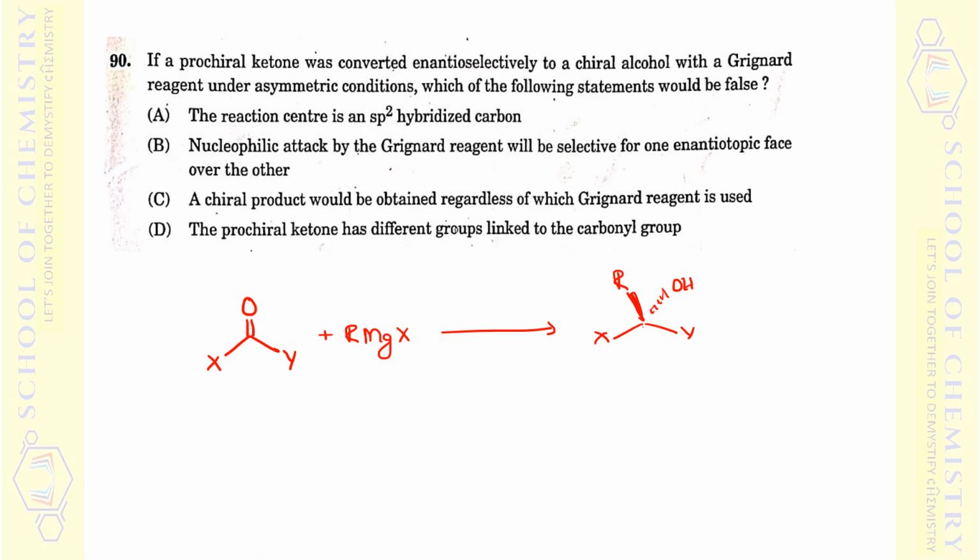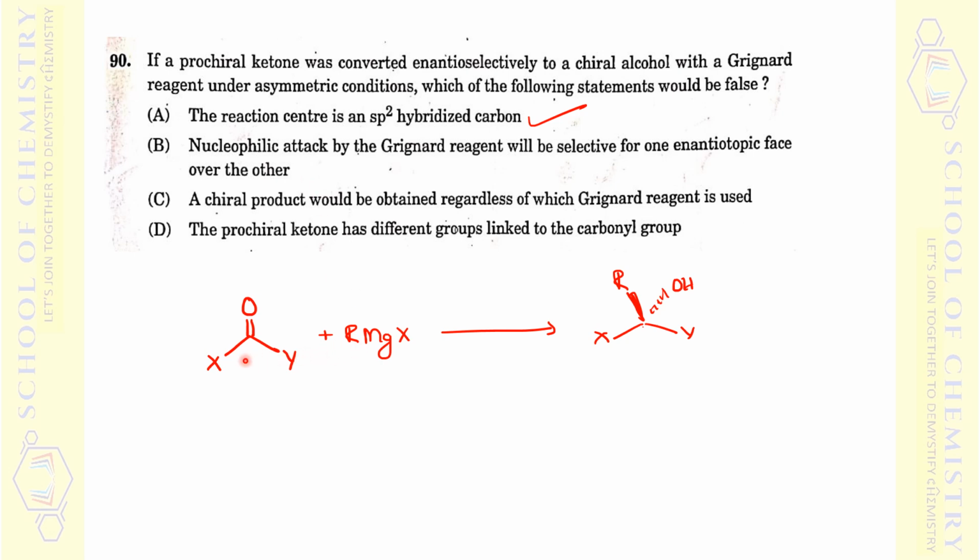Yes, here you can find that an sp2 hybridized carbon atom is present, and that's how the first statement is absolutely right. Second statement: nucleophilic attack by the Grignard reagent will be selective for one anisotropic phase over the other. Yes, this is also true.